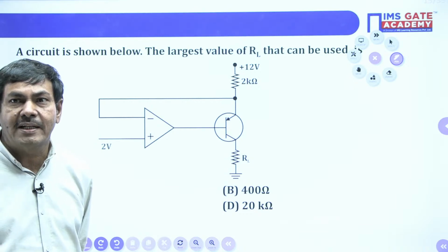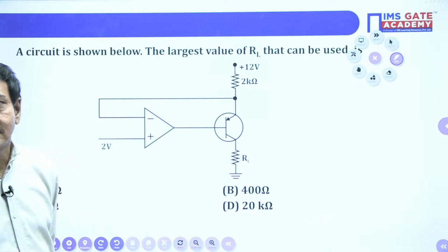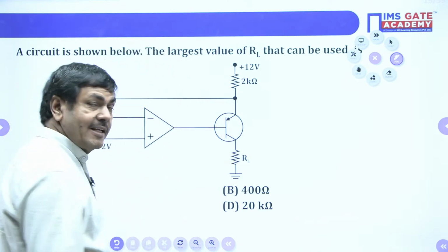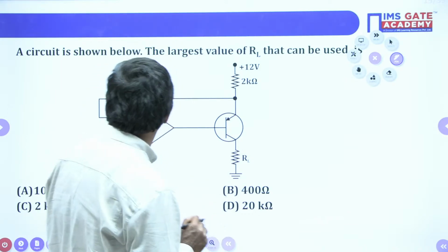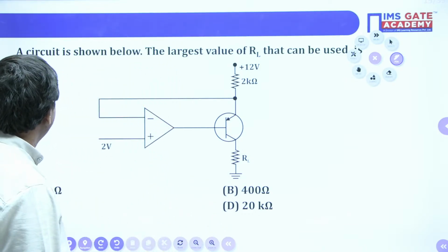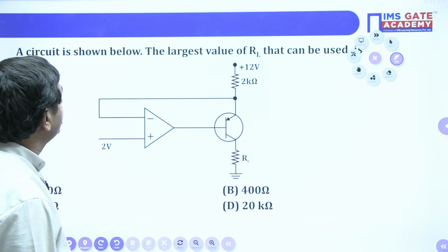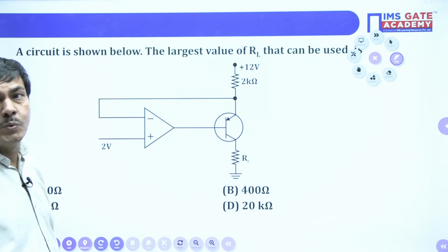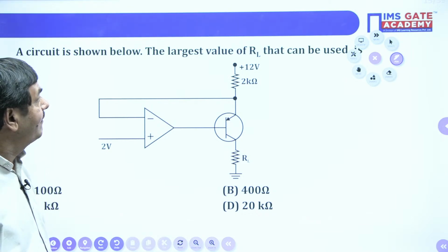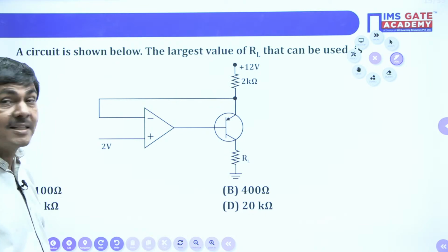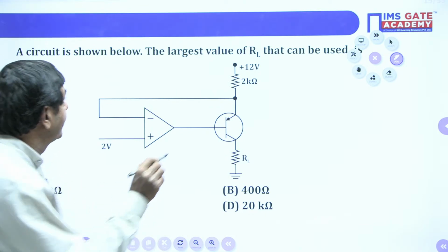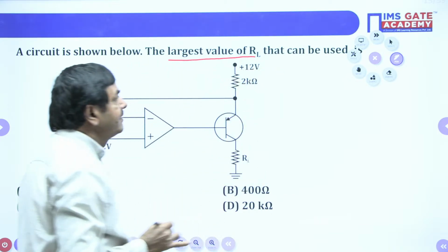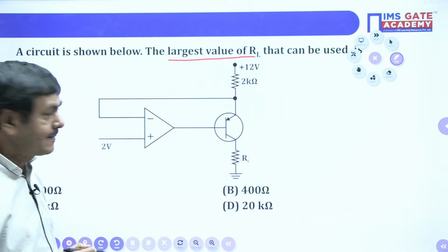Yes, very good. What condition need to find, sir? Yes, I will explain. No, I will explain now clearly. You will get the idea. What is asked in the problem? A circuit is shown below. The largest value of RL that can be used, the largest value of RL that can be used only. Largest value, catch my point. Largest value of RL that can be used in the network.